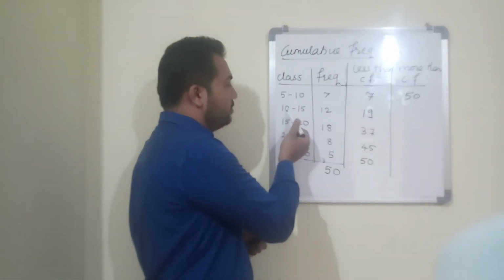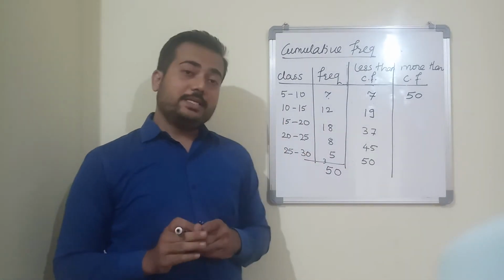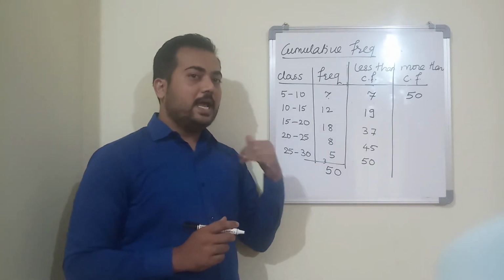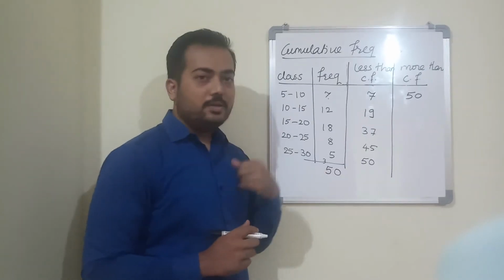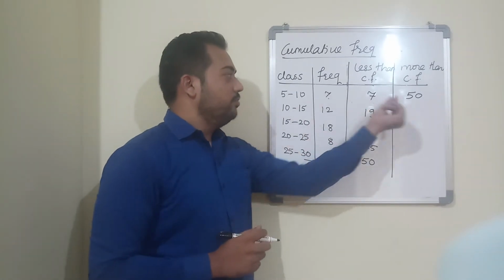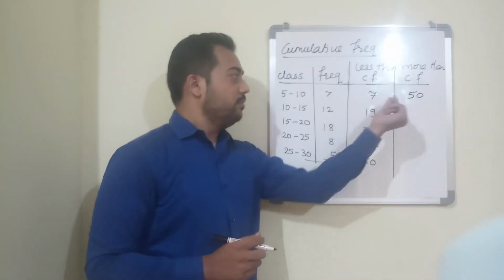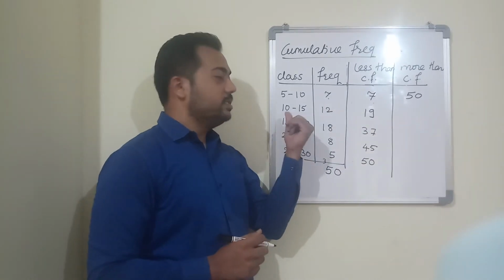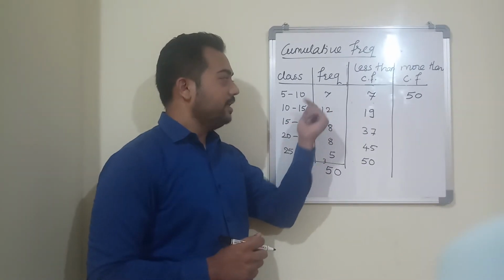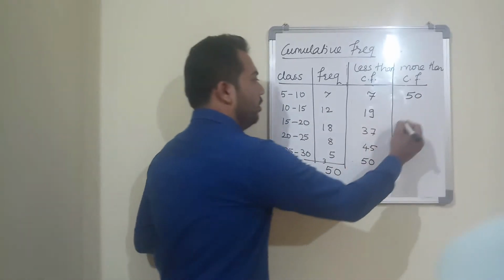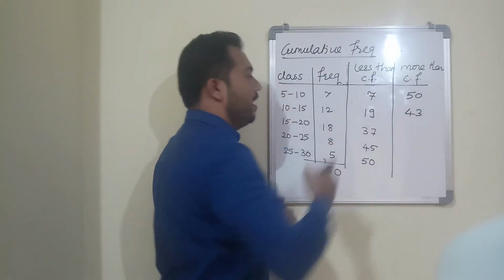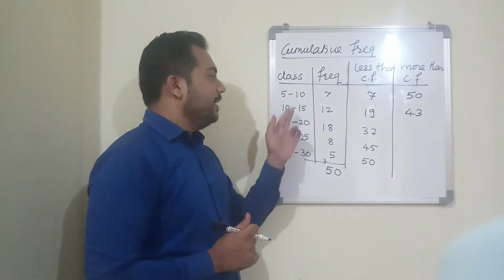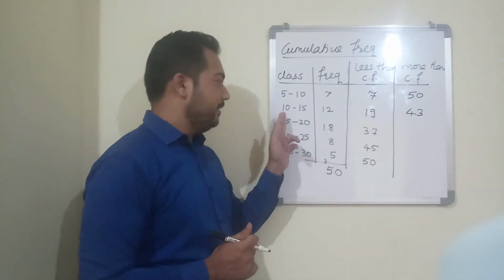So now how many values are there which are more than 10? So in this case how will you calculate this? So now the values which are less than 10 has to be subtracted from the previous value. Okay, so now 50 is the total given. So from this 50 you have to subtract the values which are less than 10. So the values which are less than 10 are 7. So 50 minus 7, 43 values are there which are more than 10.